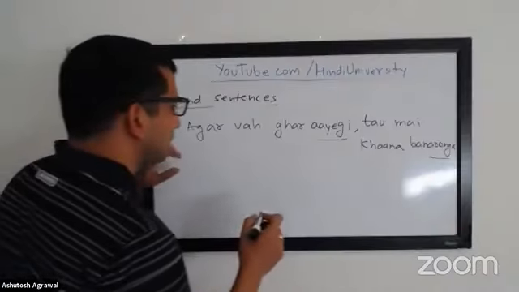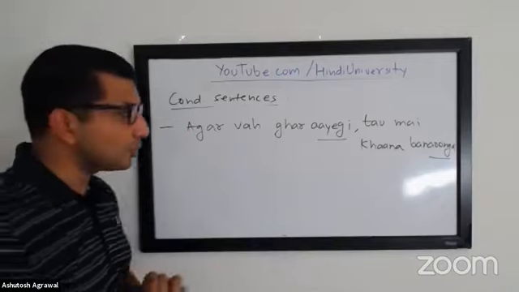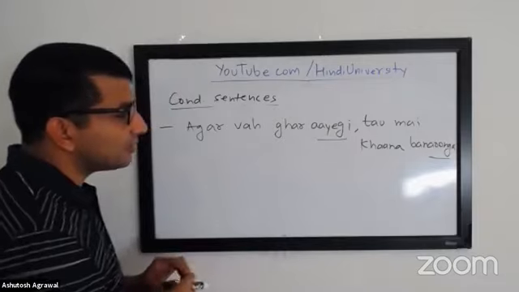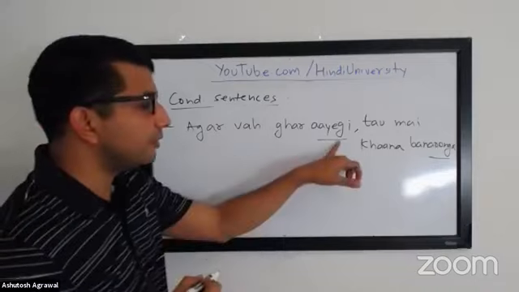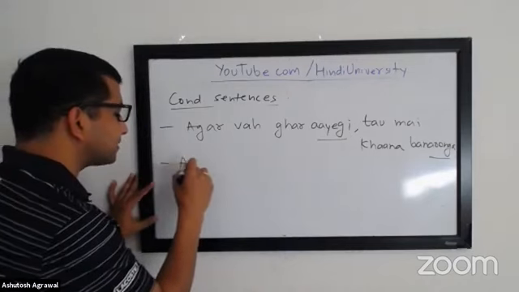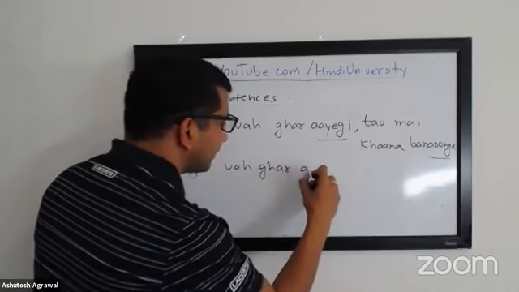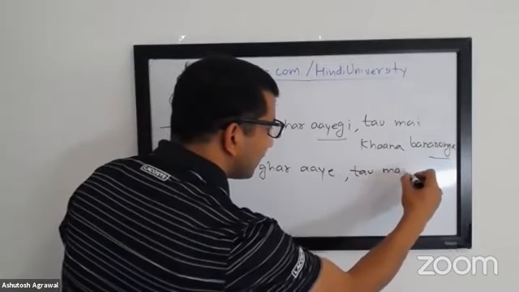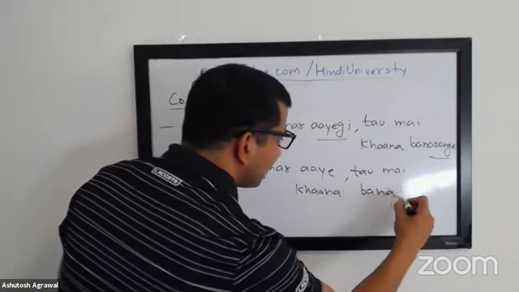Very good. So what you said is subjunctive, just for everyone who missed the previous two classes. All you will do in subjunctive, which is basically where there's a possibility or your desire, is remove the ga, ge, gi from the verb, and it will become a subjunctive mood. So you will say the same thing in subjunctive like this: agar vah ghar aaye, I remove the gi, to main khana banaunga.